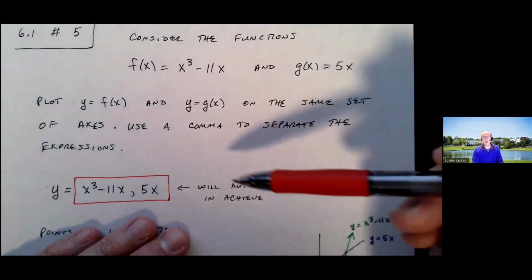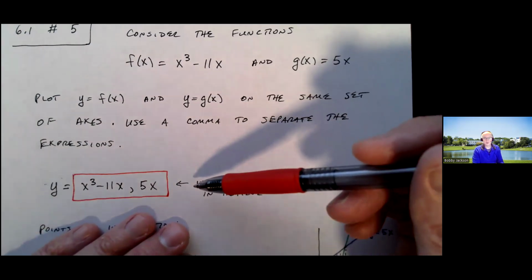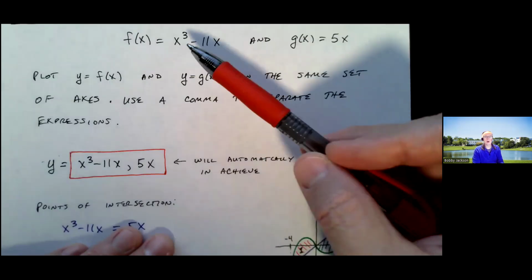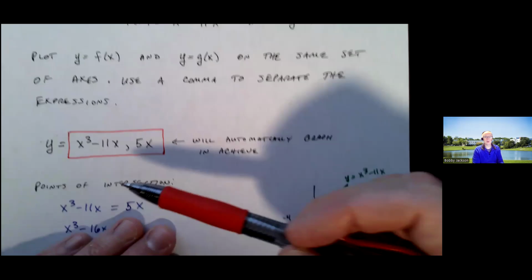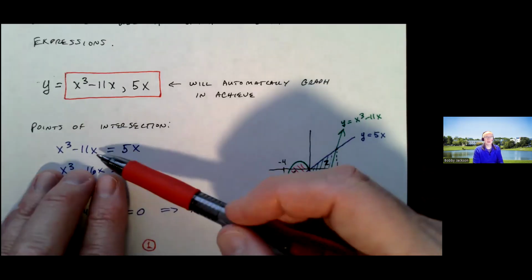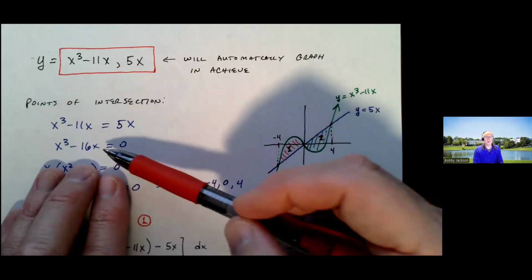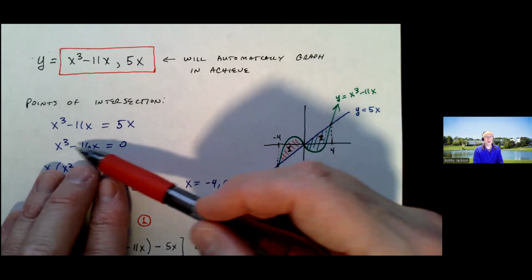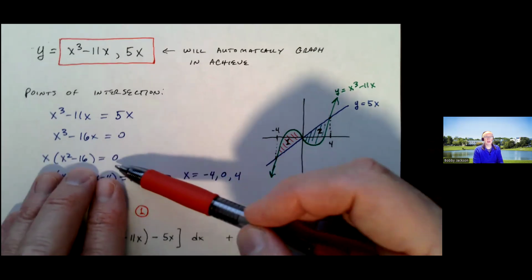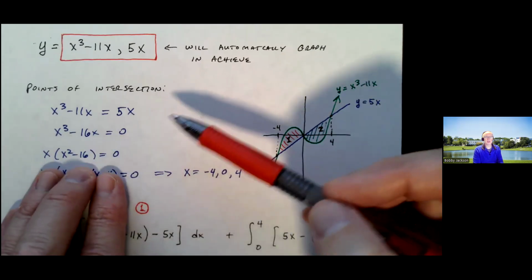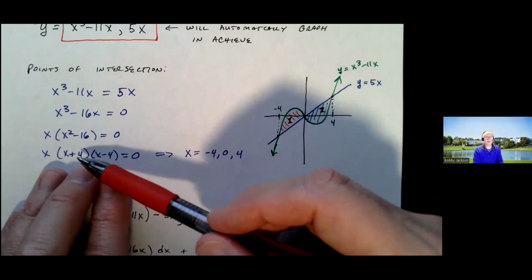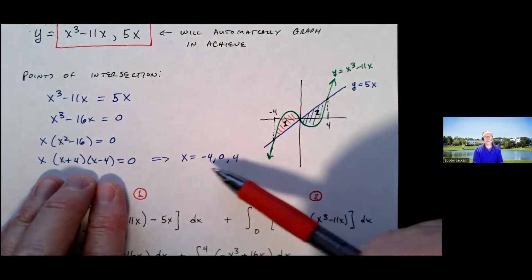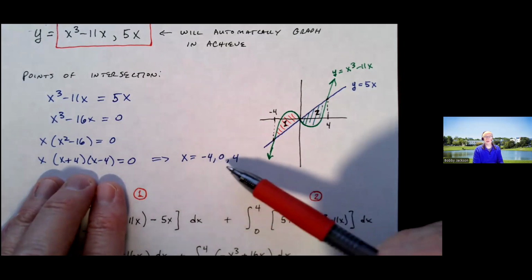And from that, you should be able to see points of intersection, but we want to find them exactly. So how do we do that? Well, remember, we equate the outputs of these two functions to each other. So when is x cubed minus 11x equal to 5x? Well, subtract 5x from both sides. We got it set equal to 0, so I can now factor this side, factor out an x. That leaves x squared minus 16. That's the difference of squares, (x + 4)(x - 4). And so these are our x coordinates for our points of intersection.